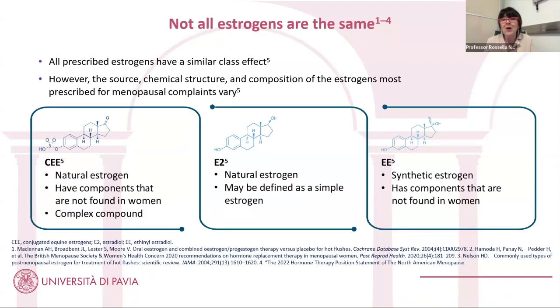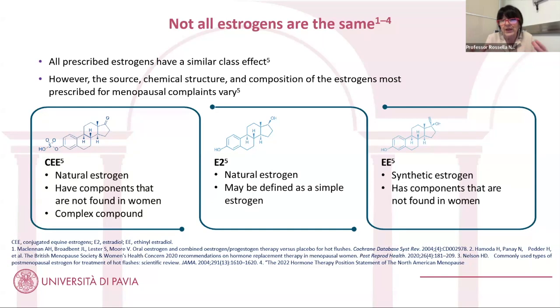For sure, what we know is that estradiol is not similar to EE, which is a synthetic estrogen. It is much more similar in some way to conjugated equine estrogen, because they are natural estrogens. Sometimes I hear from my students that conjugated equine estrogens are not natural. They are natural. The problem is that they have some components not found in the woman's body, because they are metabolites, and these metabolites can have their own peculiarities on women's health. So it's a much more complex compound in comparison to natural estradiol, but of course it can be used.